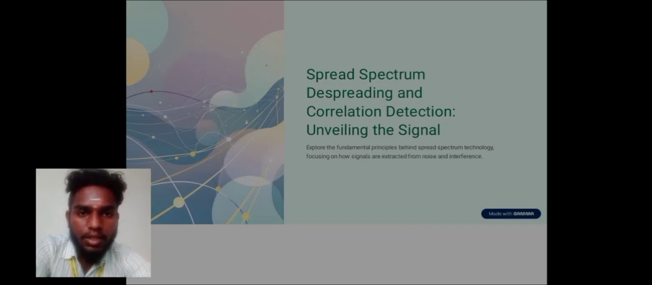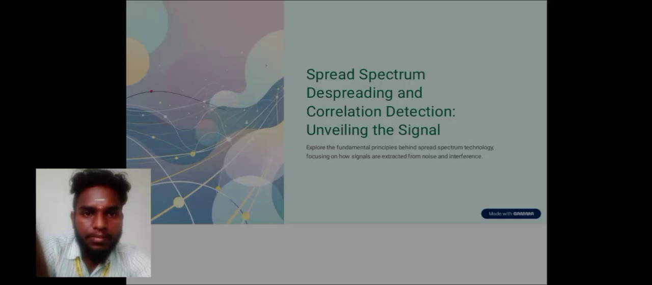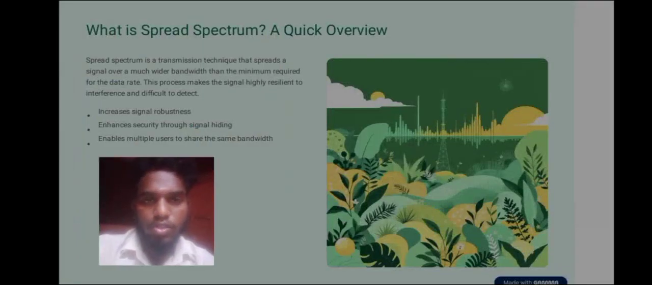The spread spectrum is an expanded or wider range of the information, and despreading is the process of recovering the original signal from the wider signal. Correlation detection is the process of extracting or recovering the original signal by comparing two other parameters or two other pieces of information. Now I'll go to the topic.